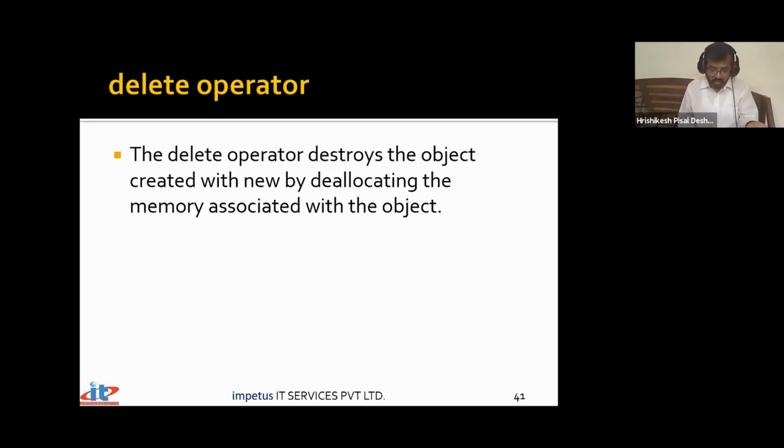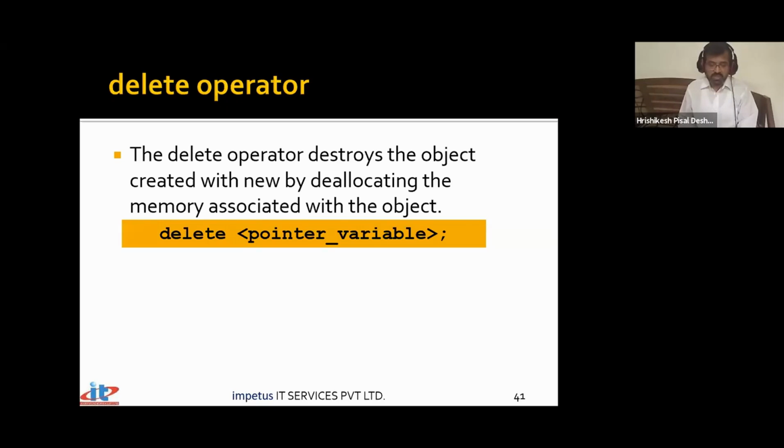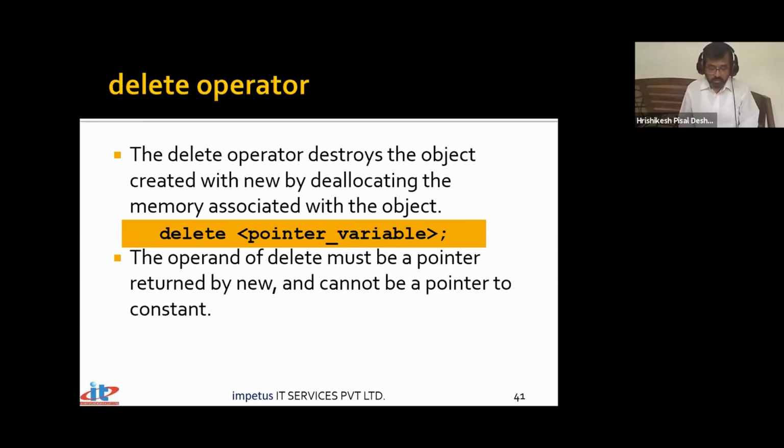If you create an array of objects by using new with square brackets, then release it by delete with square brackets, and so on. So this was the simplest version that we had, delete pointer variable, but this was pointer in angular brackets, means compulsory. So delete square bracket is delete that will just destroy one object, wherever that pointer is pointing to. The operand of delete must be a pointer returned by new and cannot be a pointer to a constant, and so on. So it has to be the regular pointer to which the address was stored.